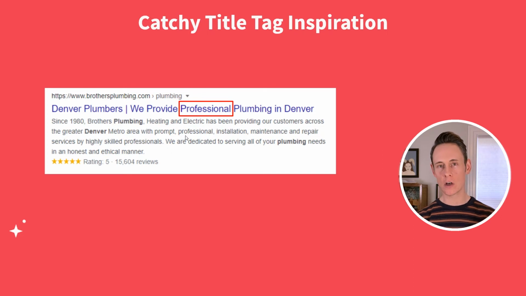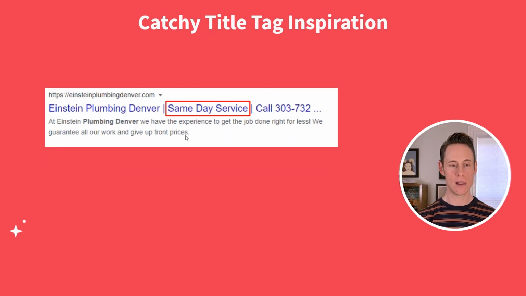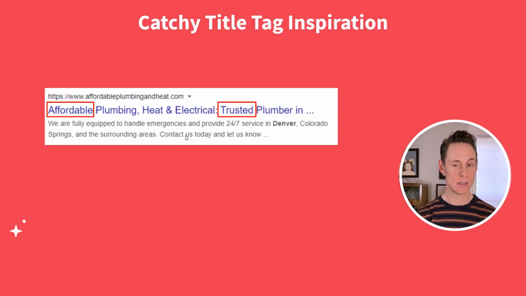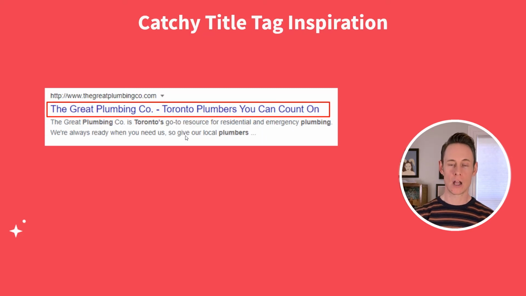If I just look through the search results, I'm going to go through a few of them. This one has the word professional. Denver plumbers: we provide professional plumbing in Denver. All right, professional, that's catchy. Einstein Plumbing: same day. I need a plumber right now. Great, same day service, that's great. Denver plumbers: they're plumbing experts. They put experts, so I would like to hire an expert. This one's pretty good. They've got affordable and trusted. Those are compelling terms.